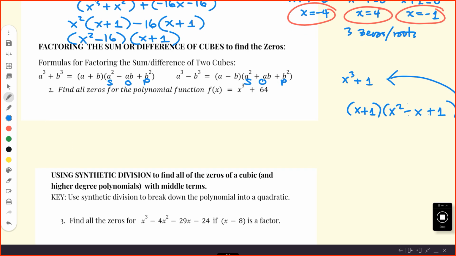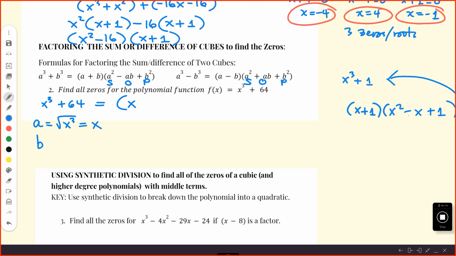All right, so we're going to find all the zeros for the polynomial function f of x equals x cubed plus 64. So this is a sum of two cubes, right? Okay, so I'm just going to write x cubed plus 64. The first thing that we have to do is take the cube roots of the first and the second so that we know our a and b. So a is just the cube root of x cubed. I'm just showing this part so we know what to do, but you don't have to. So we know our a is just your x.